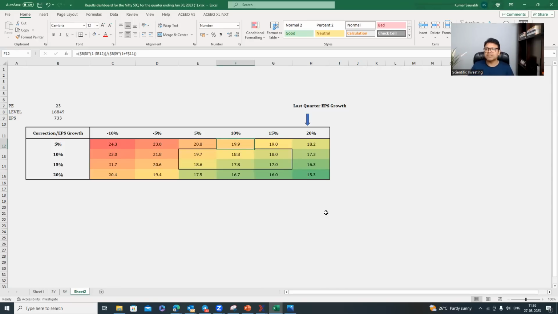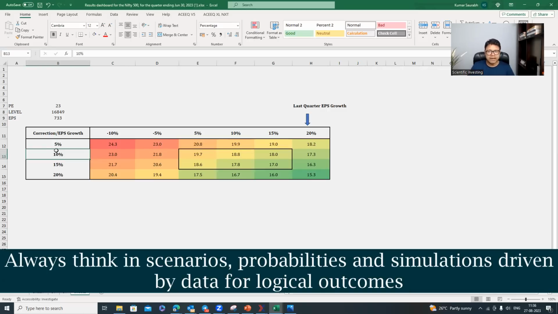And 5% correction is nothing in equity. Let us say you go for a 10% correction. 10% correction is decent. Every year we see a 10% correction. And let us say the EPS grows at 10%. Then we get less than 19 PE in the market. That means I will start deploying some cash in this kind of market.